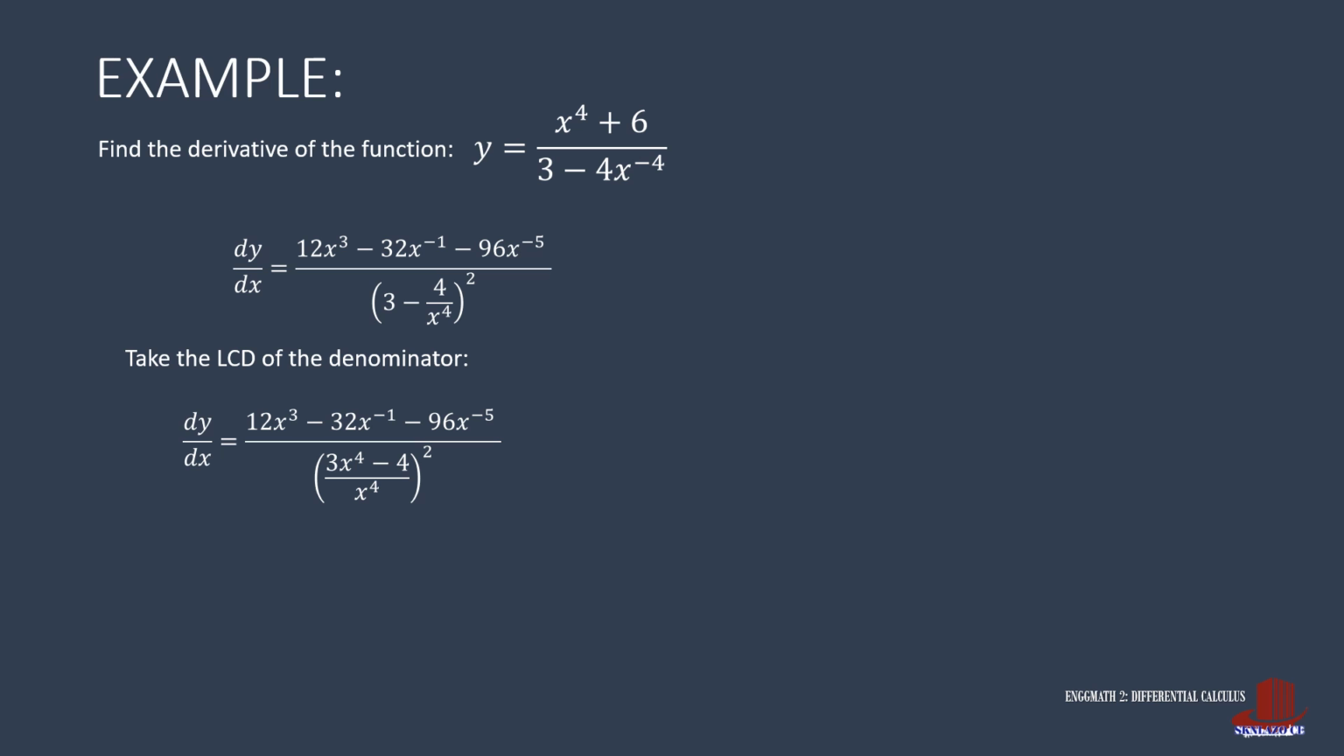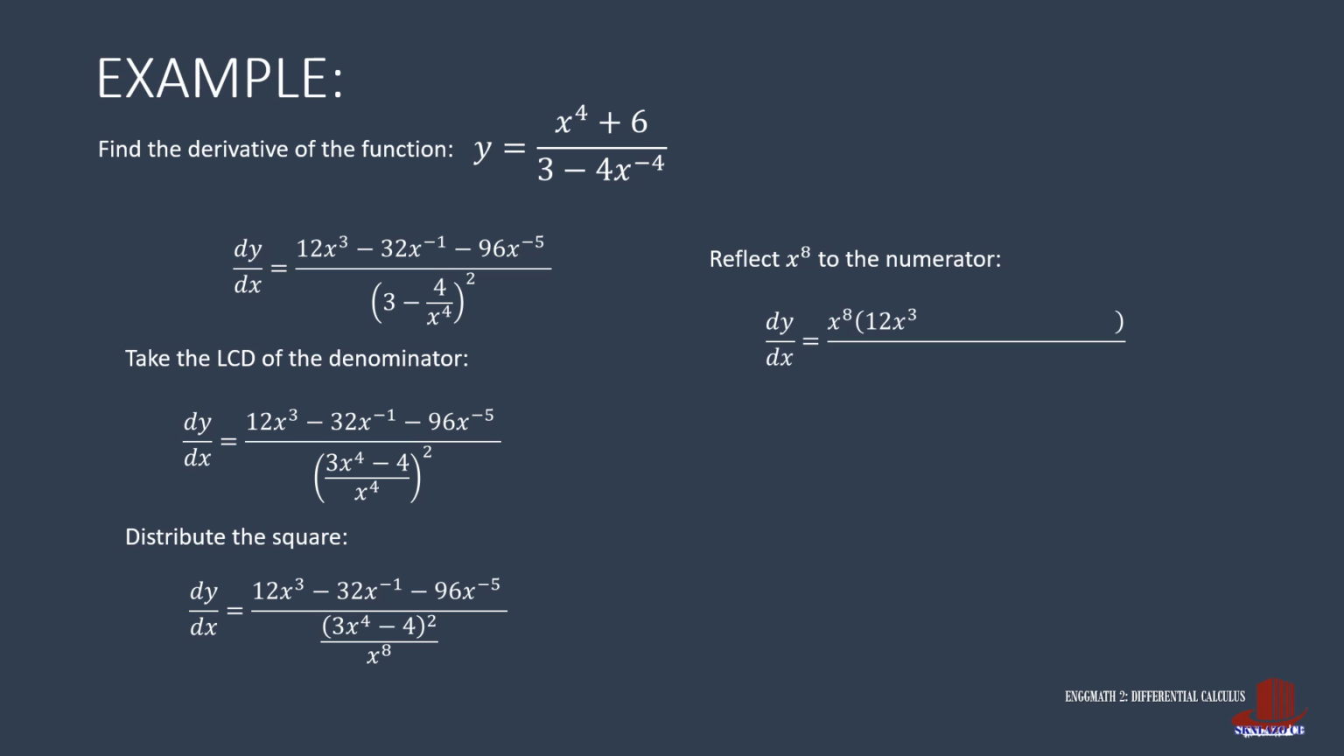With just a single term denominator, we can distribute the square among the top and the bottom terms, which creates x raised to 8 in the denominator. Also note that the denominator of the denominator can bounce up as a numerator, making the derivative x raised to 8 times the trinomial 12x cubed minus 32x raised to negative 1 minus 96x raised to negative 5, with the simplified denominator of the square of the binomial 3x raised to 4 minus 4.